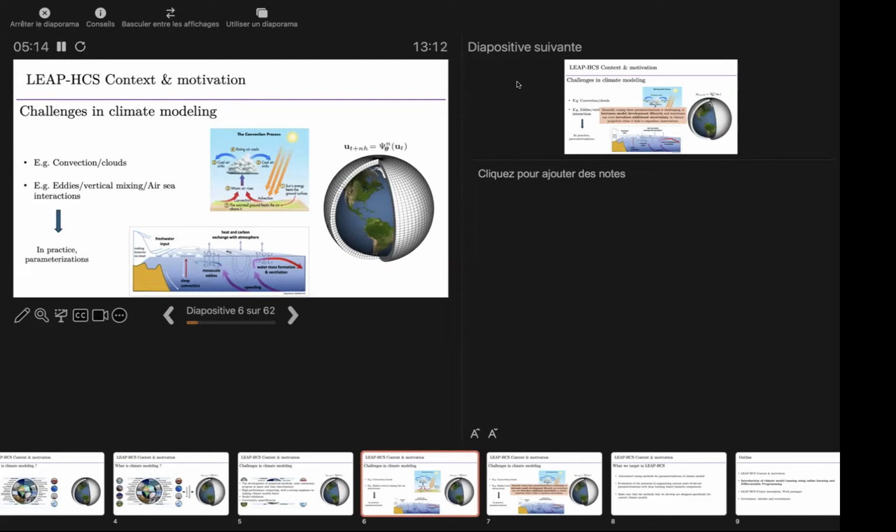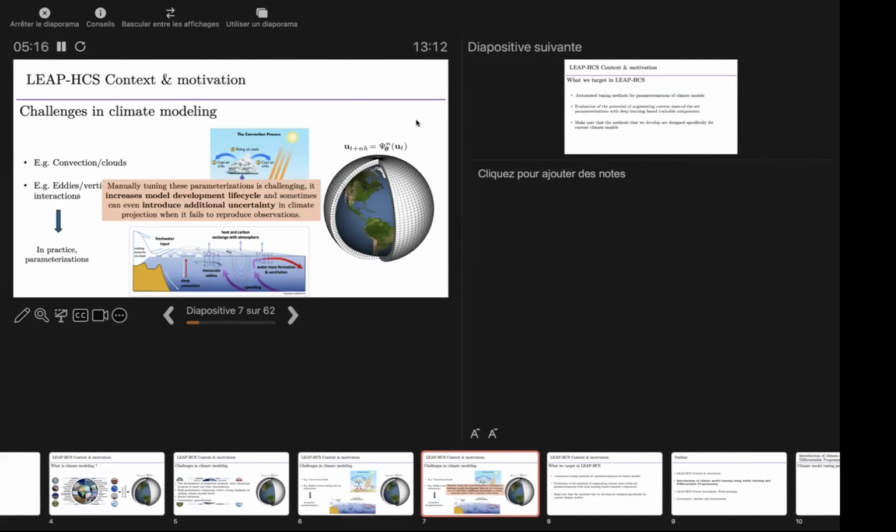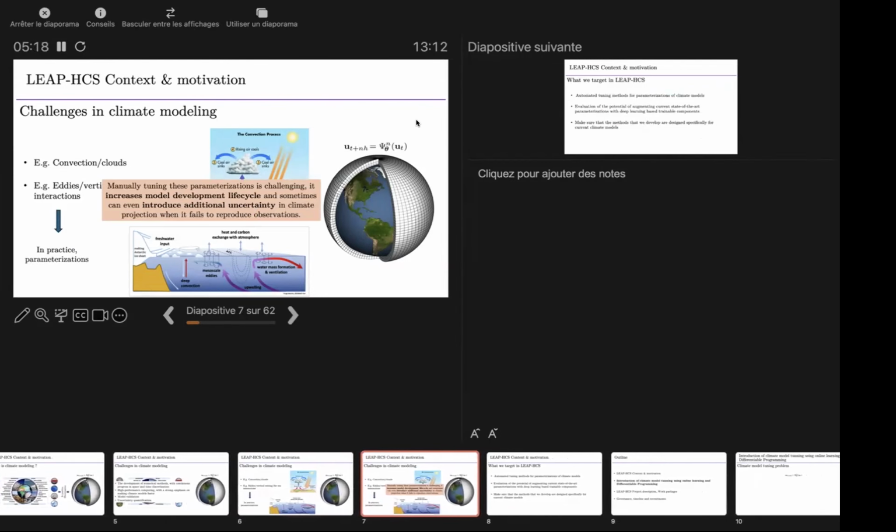Now, in most of the climate modeling centers, the tuning of these parameterizations is manual, and we believe that there are some issues with manually tuning climate models. For instance, it increases model development life cycles, and sometimes it can induce uncertainty in climate simulations, typically when the tuning fails to reproduce historical observations.